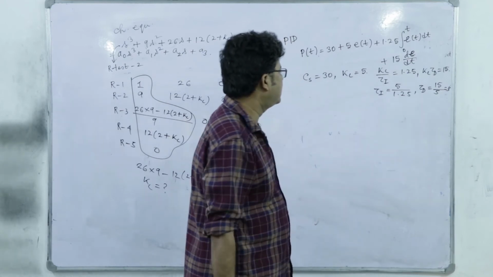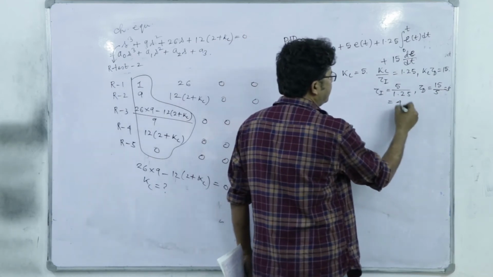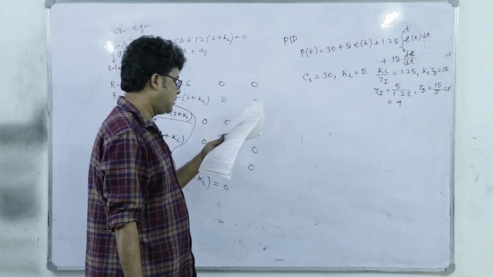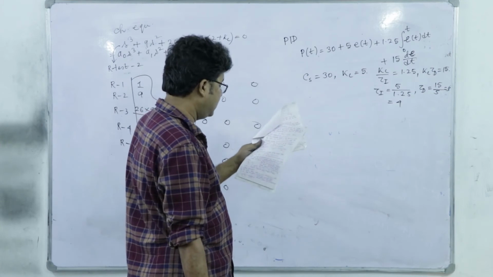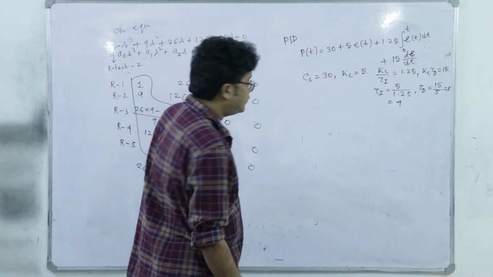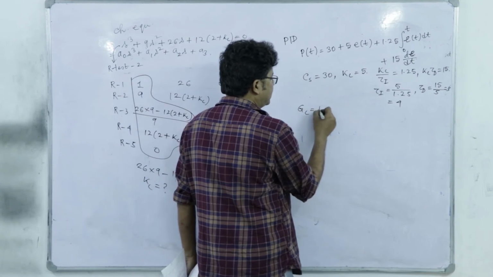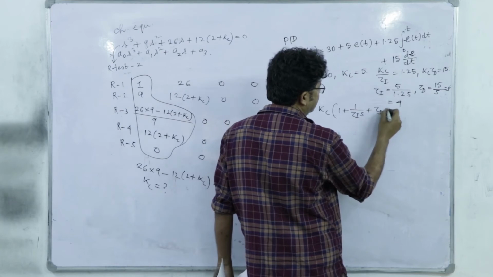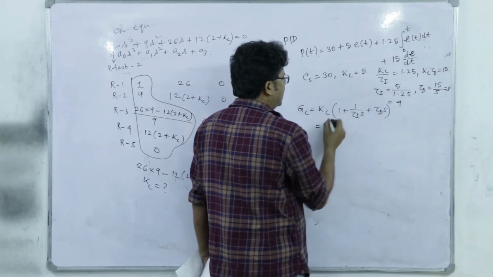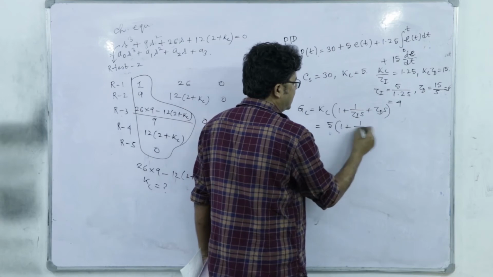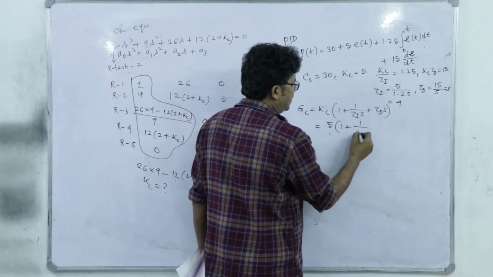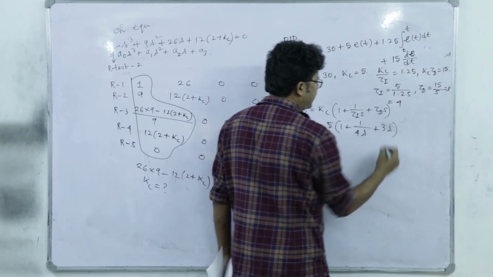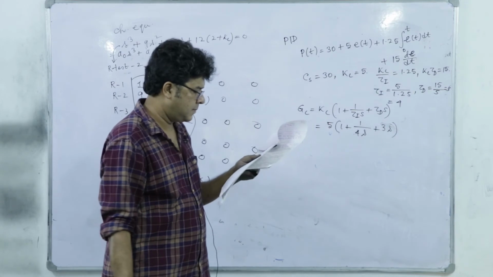So this is 4. Now, the transfer function of the controller has been asked. The controller's transfer function is Kc times (1 plus 1 divided by tau I s plus tau d s). So Kc is 5, 1 plus 1 divided by 4s, plus 3s. So this is the transfer function.